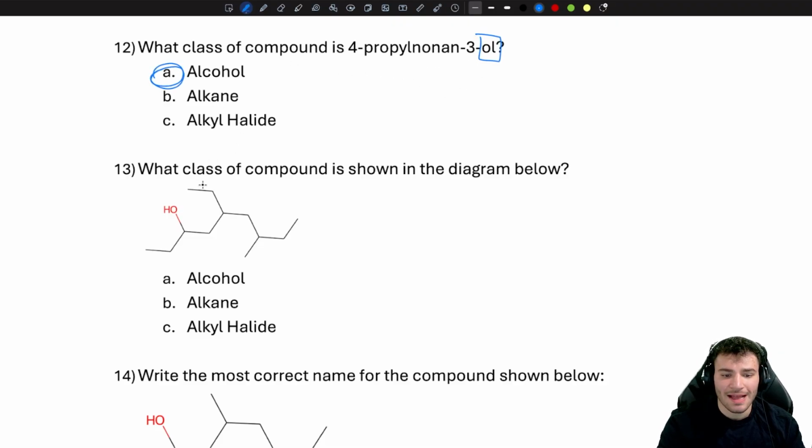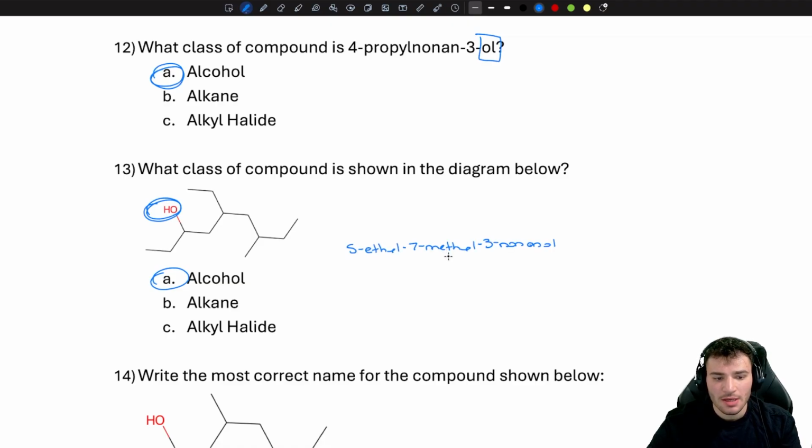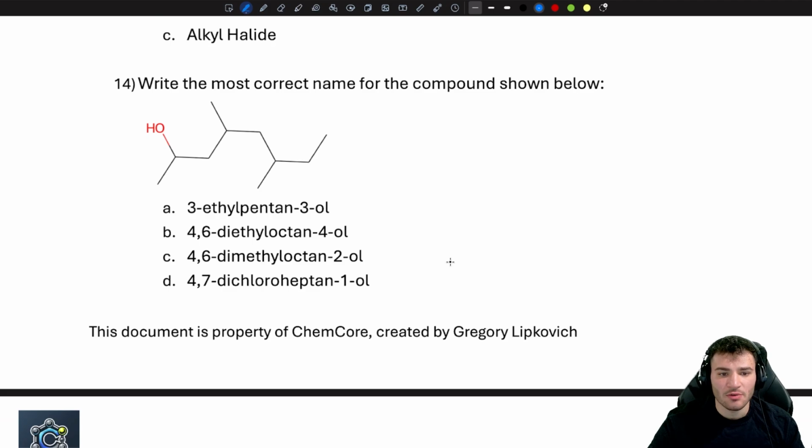And the next problem, what class of compound is shown in the diagram below? It's a hydroxyl. I instantly know it's an alcohol. And again, if you wanted to practice, you should try writing out the name of this compound, pause the video, and if you tried, you're coming back to this video, and if you want to see the answer, the correct name should be 5-ethyl-7-methyl-3-nonenol.